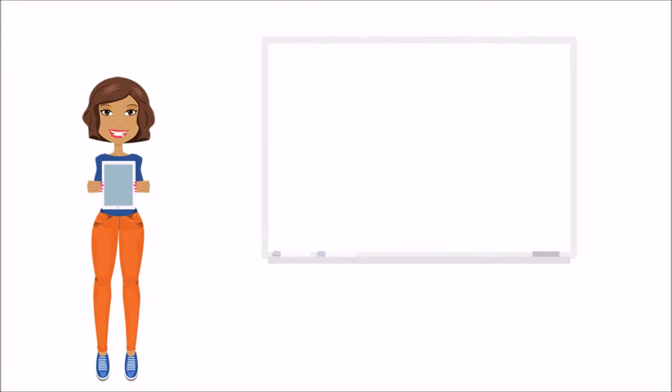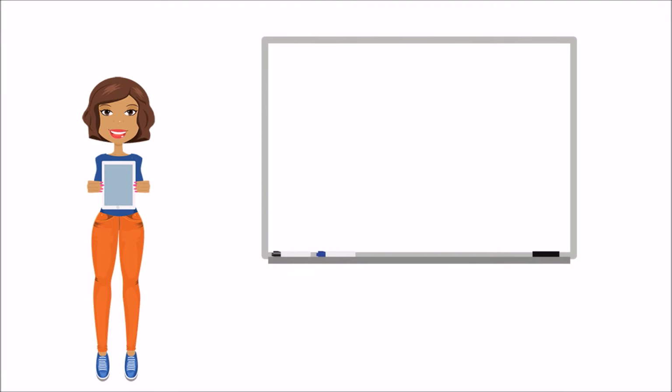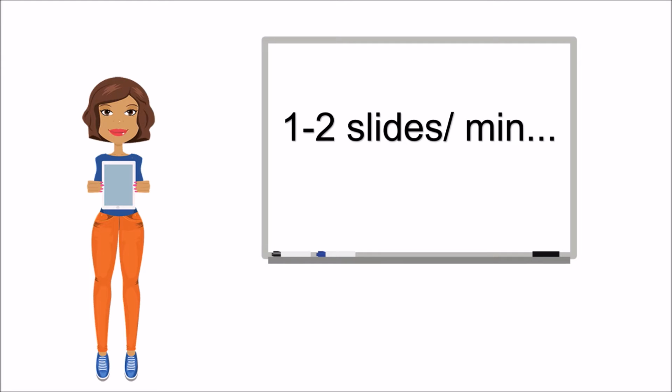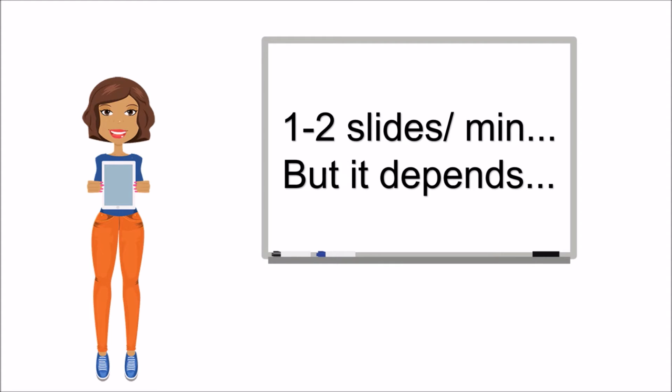The structure of your slides is what I'd like to talk about now. One usually uses 1 or 2 slides per minute, but of course it all depends on the content of your slide and how you're going to refer to your slide.